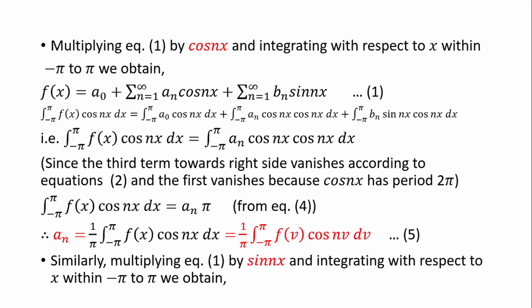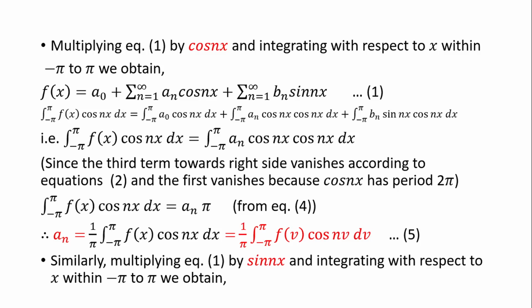Now for the first term, that is a0, we have to multiply it by cos nx. So a0 cos nx, and take integration, so minus pi to plus pi a0 cos nx dx. That is the first term towards the right hand side. The second term is an cos nx. Again multiply it by cos nx. So we have integration minus pi to plus pi an cos nx dx. Third term bn sin nx, multiplying with cos nx and integrating, we have minus pi to plus pi bn sin nx cos nx dx.